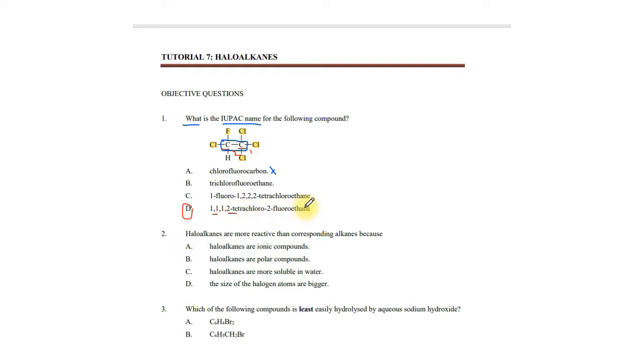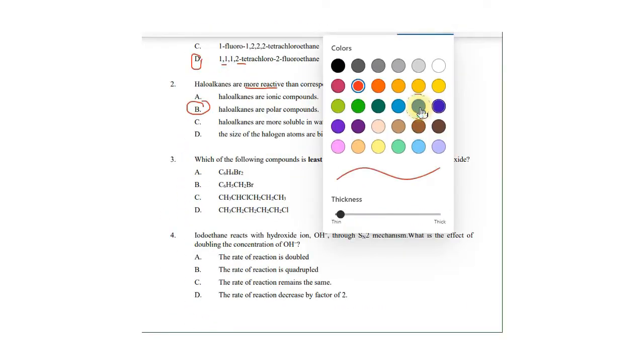Now we proceed to question number 2. Haloalkanes are more reactive than the corresponding alkanes. Why? Actually, this is because haloalkanes are polar compounds, while alkanes are non-polar compounds. So polar compounds have dipole-dipole interaction, and alkanes are non-polar with London dispersion forces. Dipole-dipole is stronger than London dispersion forces. This you have learned in chapter 4. Okay, next, question number 3.